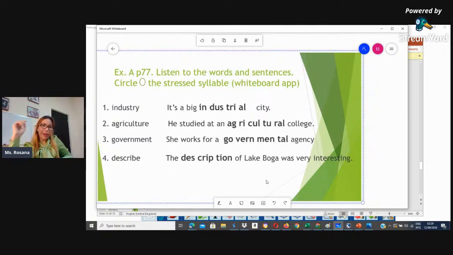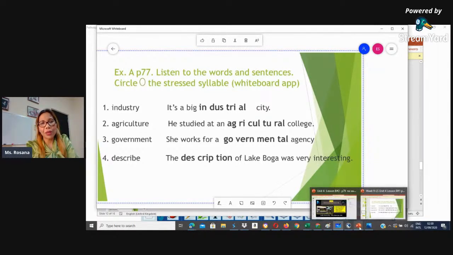Okay, so where is the stress in the first word? What about on the second? The third and the fourth. Now you've got to pronounce the words also, all right? So, listen and repeat. Industrial, agricultural, governmental, description. Okay? So, that is our lesson on word stress, syllable stress.